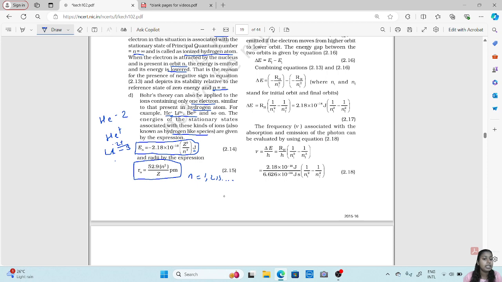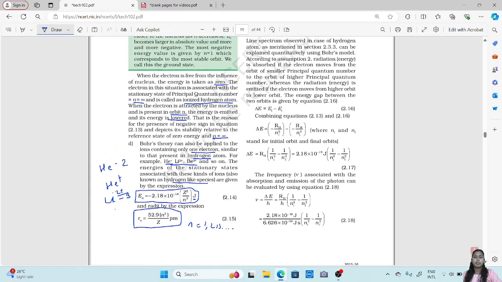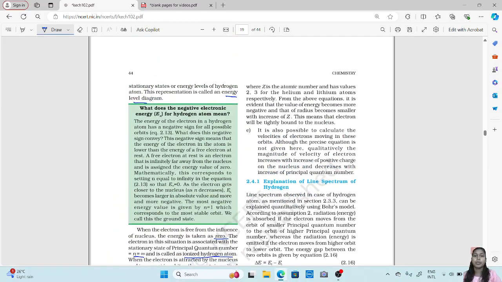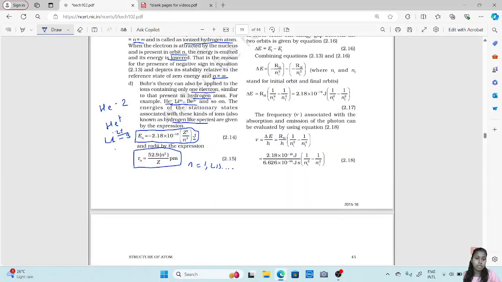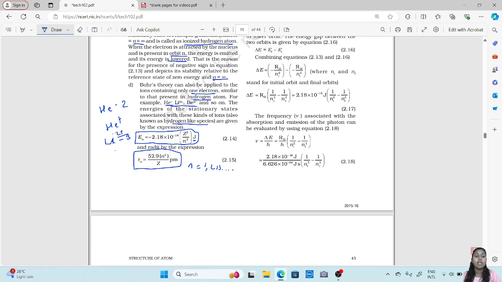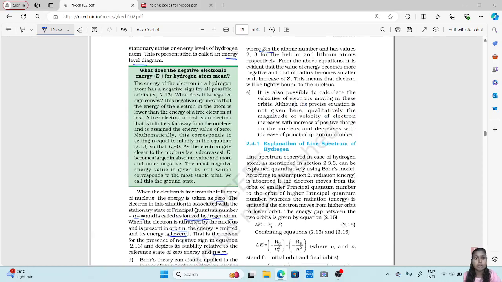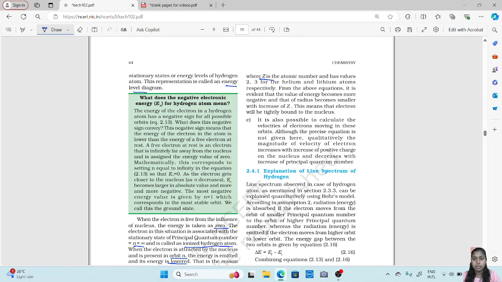Now what is 52.9? It is the radius of Bohr's orbit, right? Where Z is the atomic number. Now everywhere you find that Z is used, right? Z square, divided by Z. So Z is the atomic number of all these hydrogen-like species, and their atomic number is used in this calculation. Z has values 2, 3, like for helium it is 2, and for lithium it is 3, respectively.